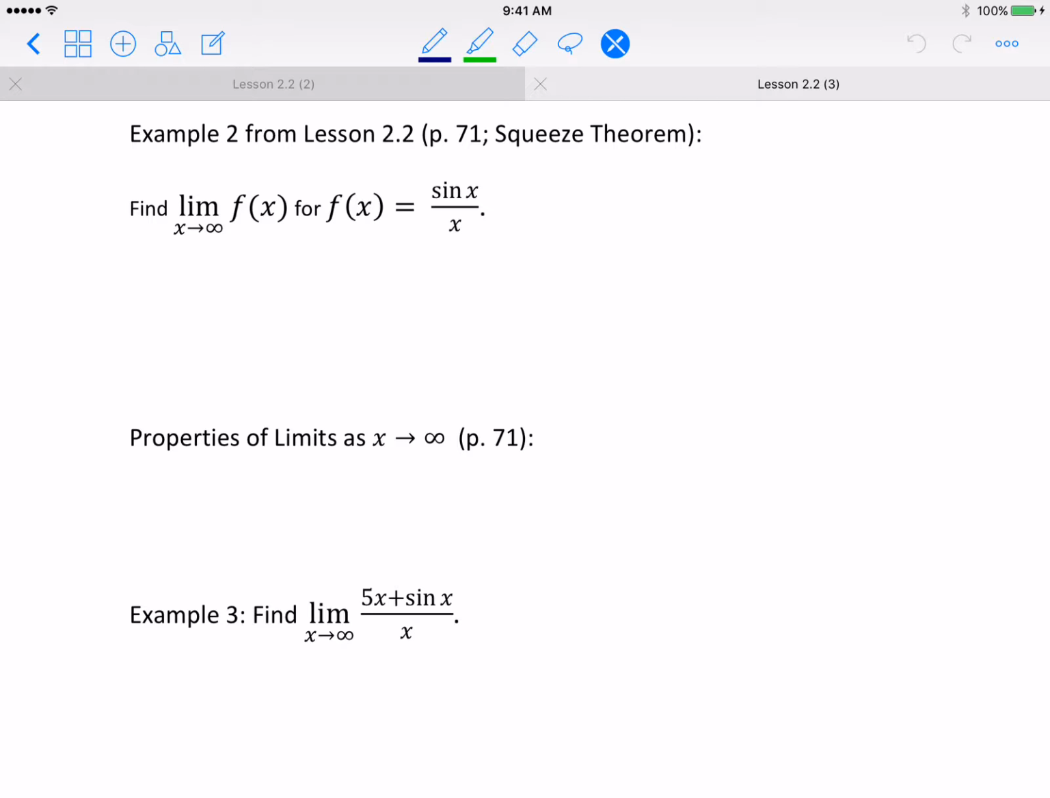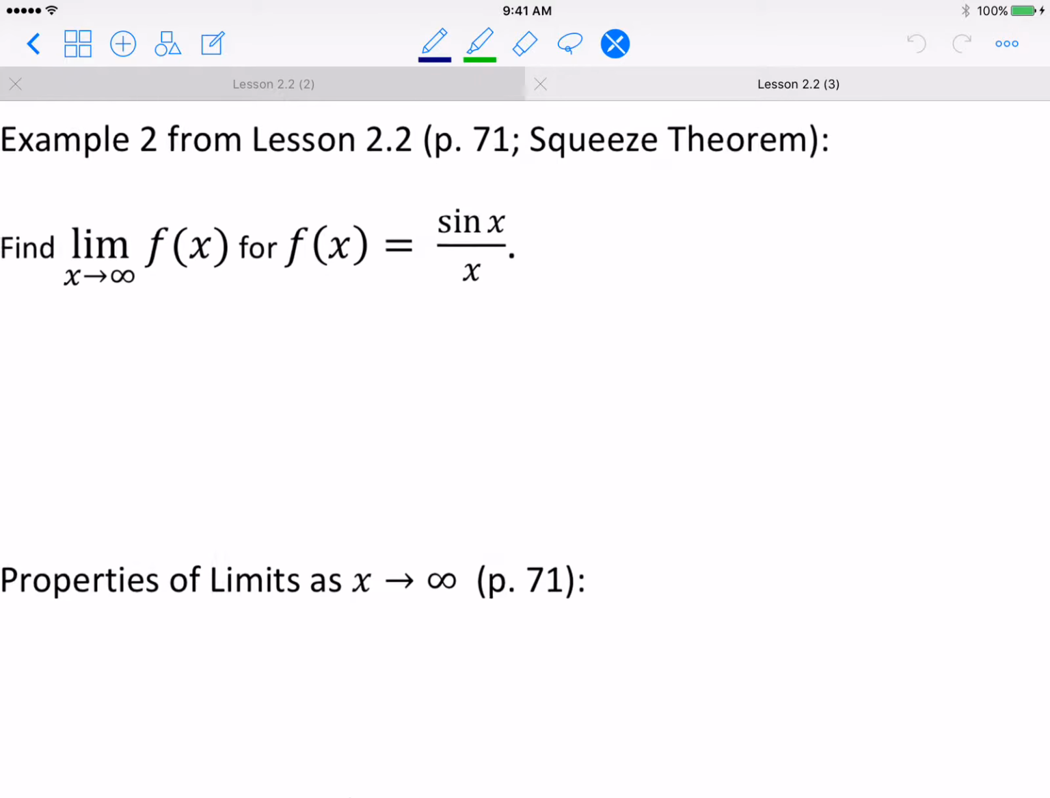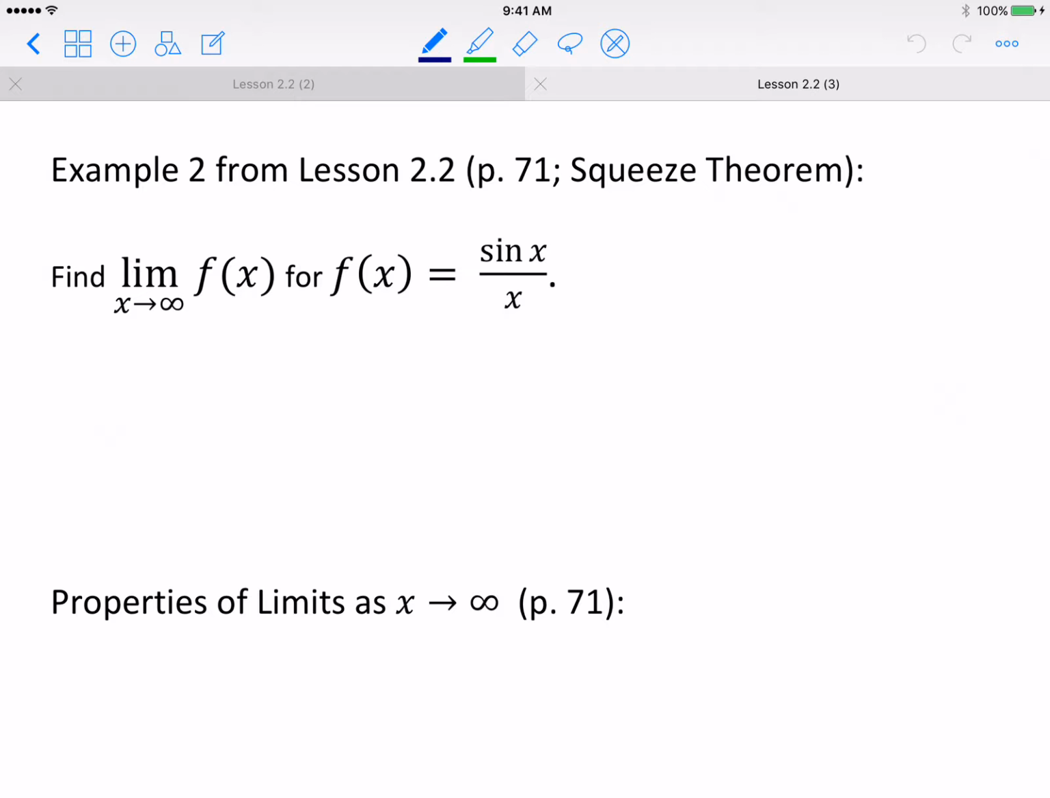Okay, here's another application, example 2 from page 71, another application of the squeeze theorem. This time you have the function sine of x over x, and you're concerned with the x value approaching infinity, the limit of this function as x is getting larger and larger. So let's see what we could do with this one.